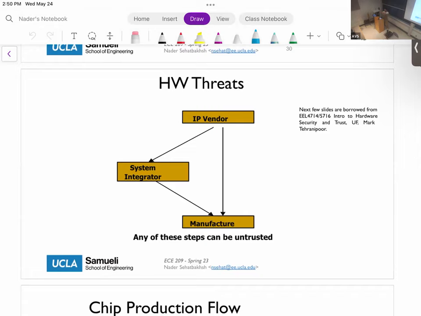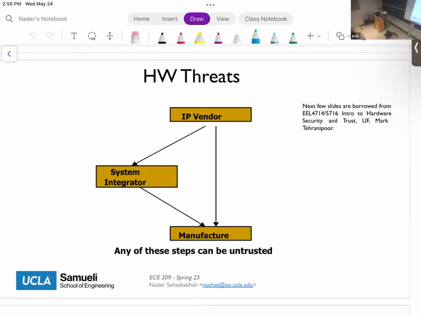Essentially, if you think about the players in hardware manufacturing, there are usually three players. There is the IP vendor. This is the hardware designer, the one that actually designed the hardware, maybe wrote the Verilog code, the HCL code, and made the whole design happen.